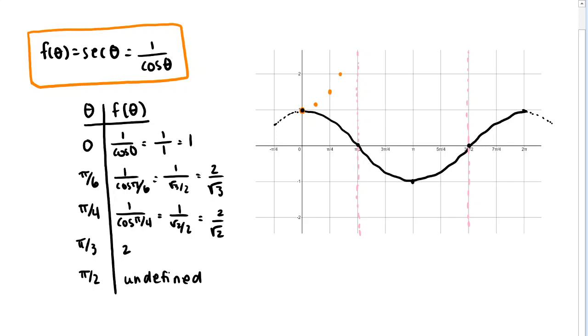And you can kind of see as we get closer and closer to pi over 2, we get larger and larger values. And that's because cosine of numbers closer and closer to pi over 2 are smaller, and dividing by smaller and smaller numbers is going to give us larger values. And so we can apply the same reasoning to the next part of our secant function. Right?